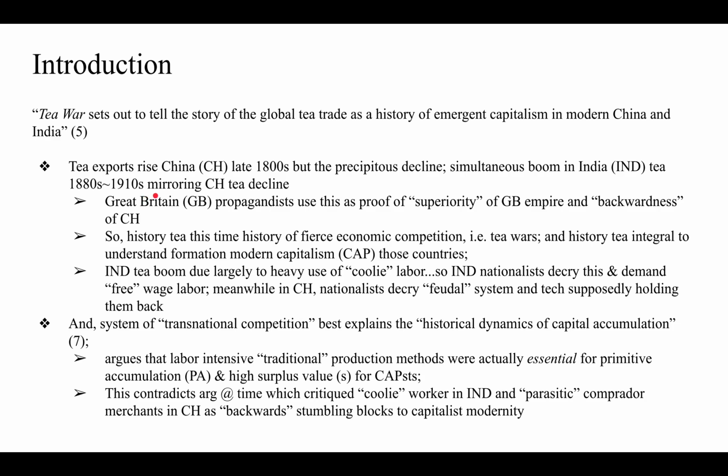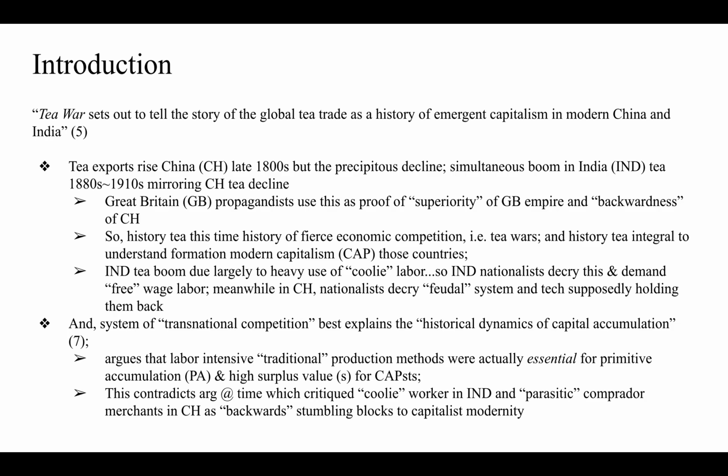So what he's trying to show is how these two competing tea economies mirror the rise and fall of each other. What this demonstrates is how interconnected they are through the global capitalist economy. One important thing to remember is that India was a colony of Great Britain at this time, and propagandists in Great Britain pointed to this rise in tea production in India to say, look, the British Empire is so great because we're raising productivity.